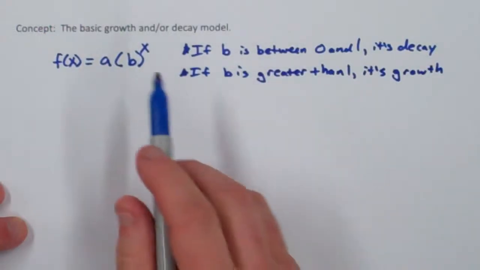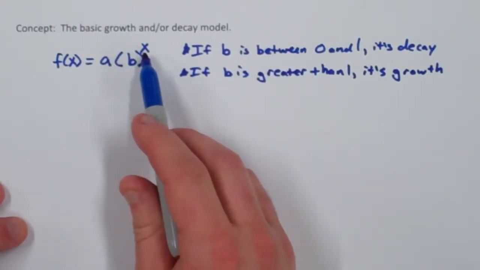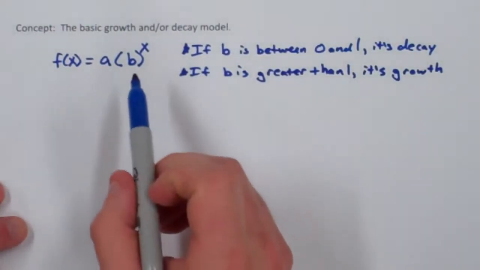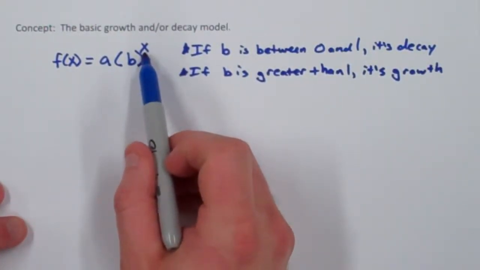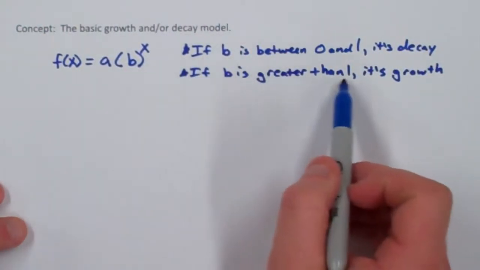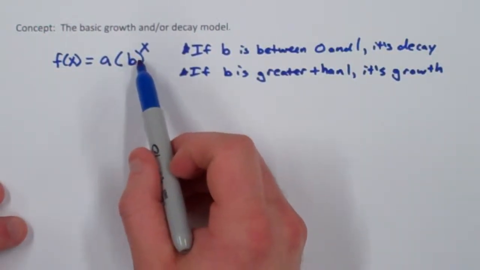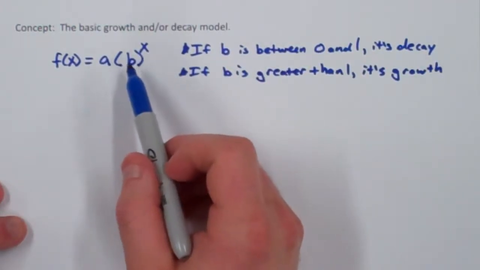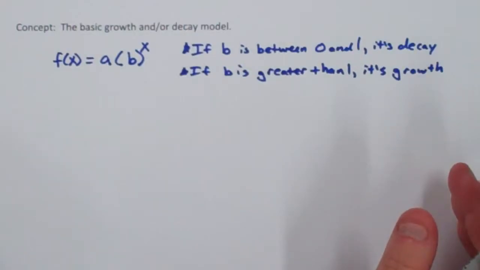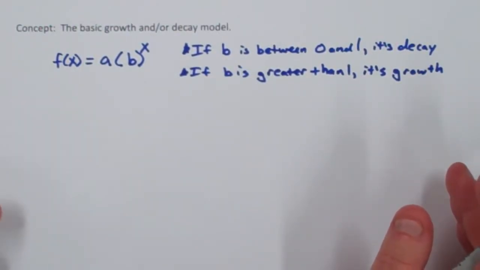Now there are some other issues where you might have a negative exponent up here, and so you can analyze that function if you need to at that point. But if this exponent is positive and b is between 0 and 1, it will definitely be decay. If b is greater than 1, it's definitely going to be growth, and that'll be good for many of the situations we're going to be looking at in class.